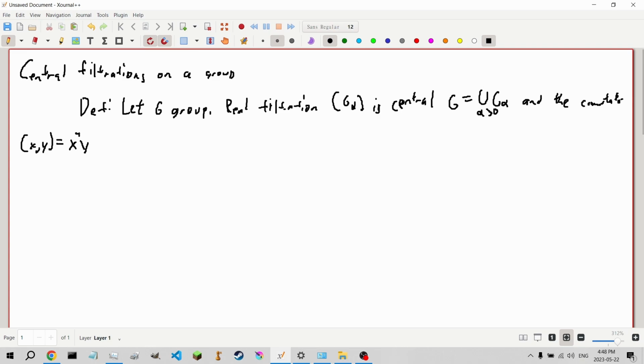They write it here like this. I think it doesn't matter. The commutator of an element x in G alpha and y in G beta, I guess alpha and beta are going to be their grades, is in the grade of alpha plus beta.